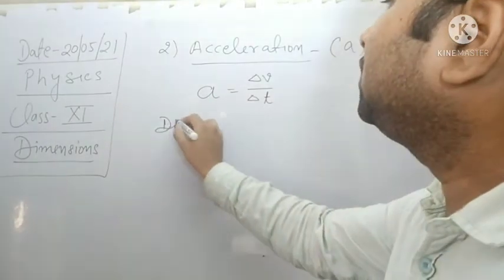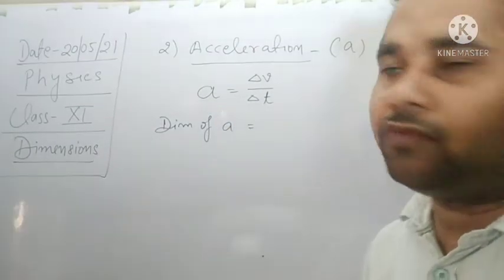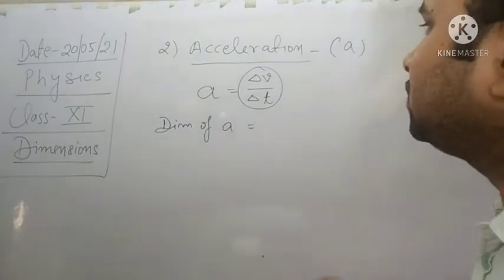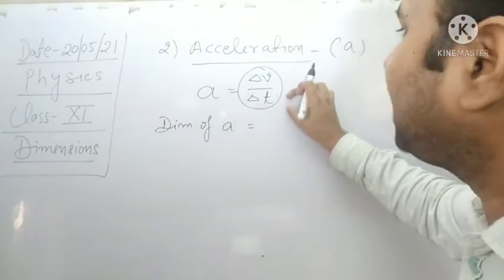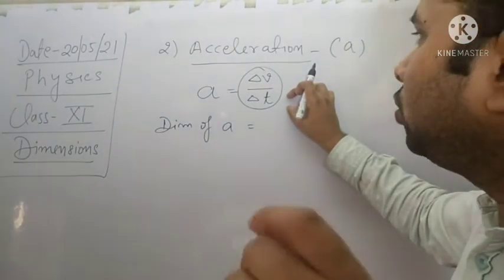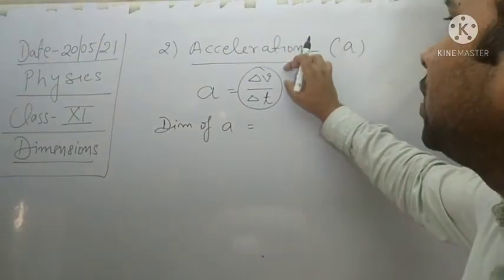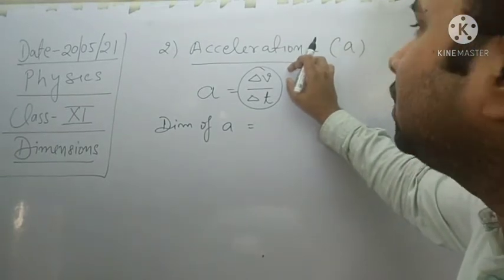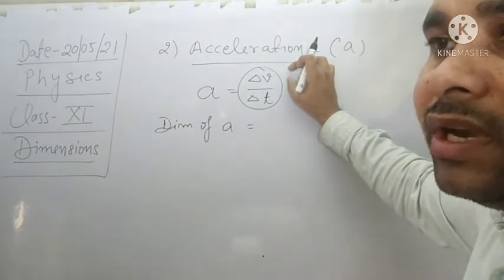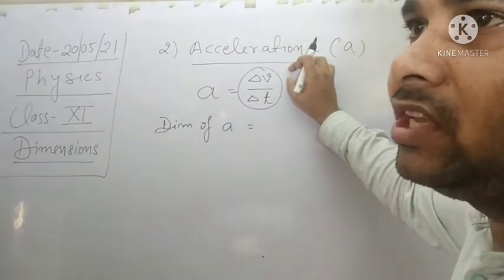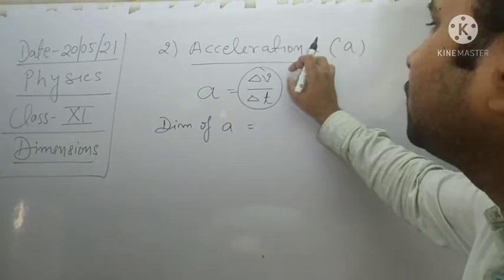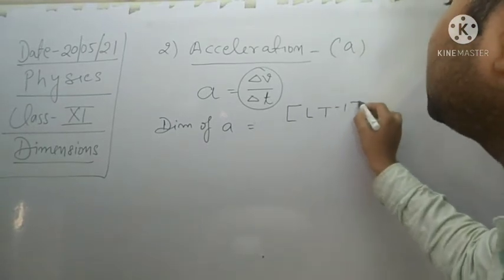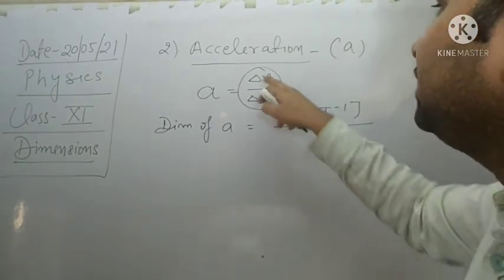So check here, dimension of A. Dimension of A means dimension of this ratio, and dimension of this ratio means dimension of change in velocity upon dimension of time interval. And note down this important line: the dimension of change in velocity is equal to the dimension of velocity, because basically the change in velocity is a quantity of velocity. So the dimension of change in velocity means dimension of velocity, and we have calculated it. This is LT minus 1 in square bracket, the dimension of delta V.